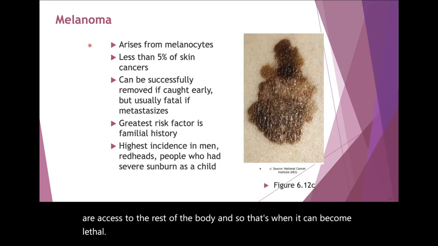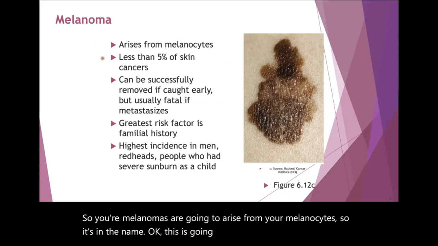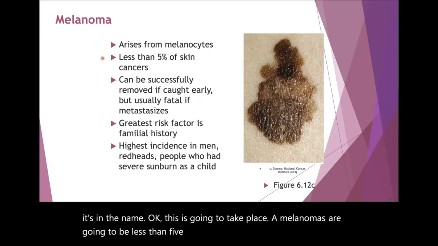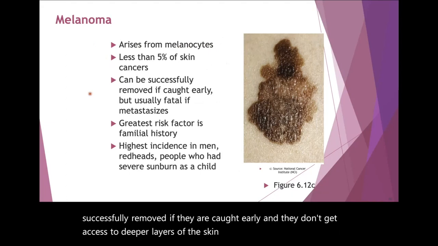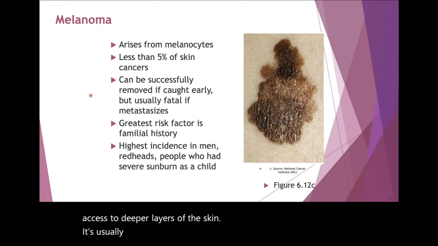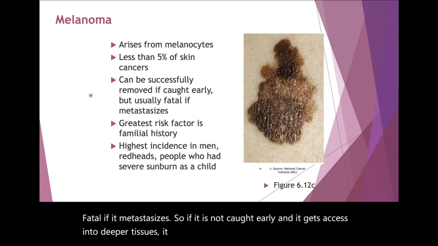Melanomas. So your melanomas are going to arise from your melanocytes. So it's in the name, okay? The melanomas are going to be less than 5% of your skin cancers. They can be successfully removed if they're caught early and they don't get access to deeper layers of the skin. It's usually fatal if it metastasizes. So if it is not caught early and it gets access into deeper tissues, it could be fatal.